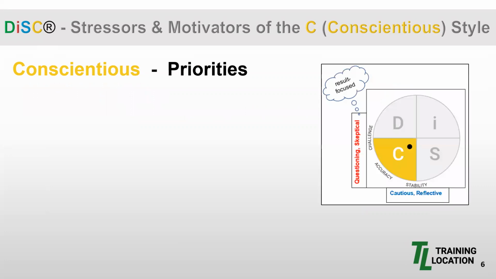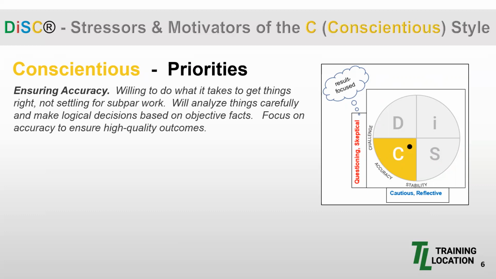Now here's a reminder from an actual DiSC assessment profile for a conscientious style and the priorities that shape their workplace. Their priorities include ensuring accuracy. They're willing to do what it takes to get things right, not settling for subpar work. And a C, or conscientious, will analyze things carefully and make logical decisions based on objective facts. They focus on accuracy to ensure high quality outcomes.